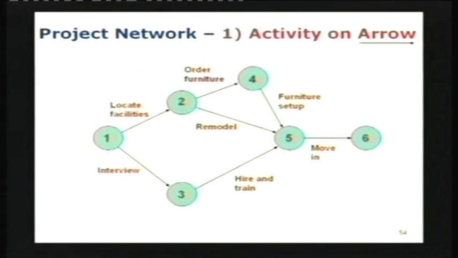Then of course I can do the last part of the project, which is moving in, and when I reach node number 6, I've accomplished the total project, and in fact that's the milestone. The project is complete. Now this is just basically the description of it. Now that's not good enough for management. Okay, I understand how the project will be done, but how long is it going to take. This is where we will need to bring in the time dimension of it.